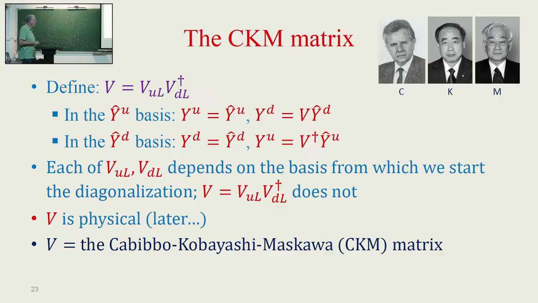So again, VU left and VD left each depend on the basis from which we start, but the combination does not. So there is a chance that it's physical, and this chance is indeed there. It is a physical matrix. We can measure its entries. It's called the Cabibbo, Kobayashi, Maskawa, CKM matrix. This is Cabibbo, this is Kobayashi, this is Maskawa.